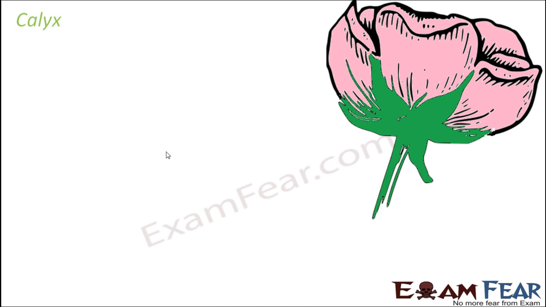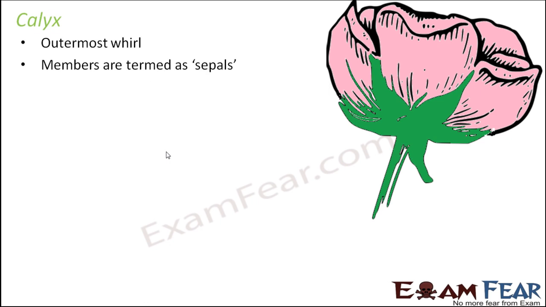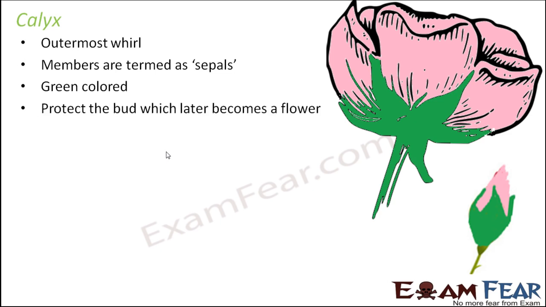Now let us talk about each of these whorls quickly. So calyx. It is the outermost whorl and it is made up of the sepals. Each member individually is called sepal, and the entire whorl of sepals is called calyx. It is green in color. As you would have seen, it doesn't matter what color the flower or the petals are, the sepals are mostly green in color. They protect the bud which later becomes a flower. That is what I was talking about some time back. The most important role of the sepals is when the flower is not yet formed, so it is a bud. That is when it provides a lot of protection.